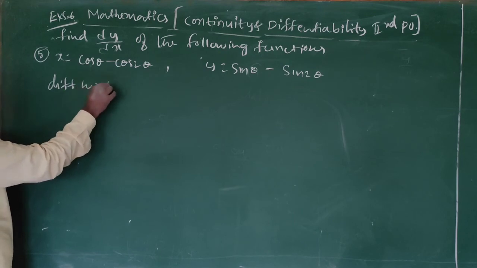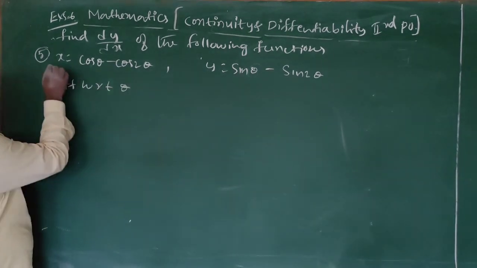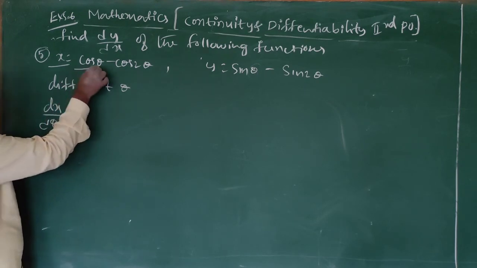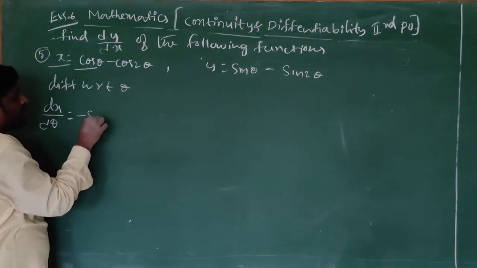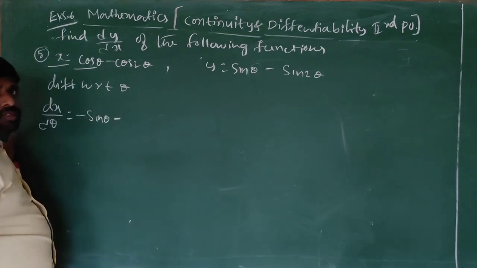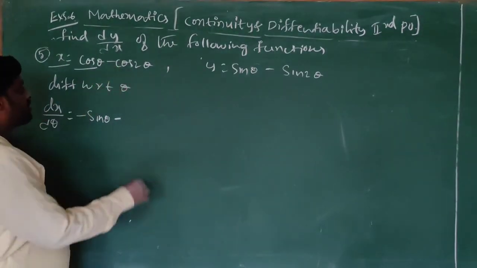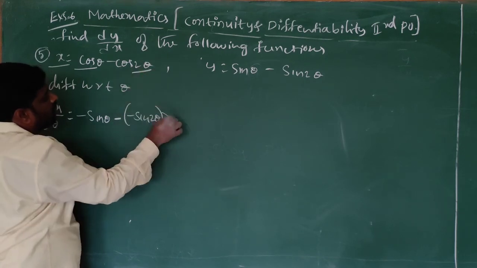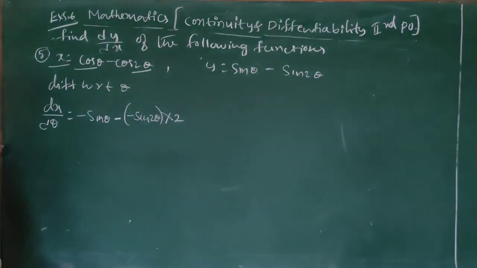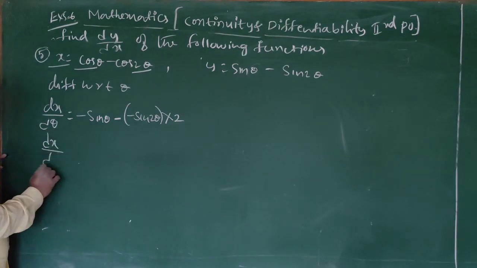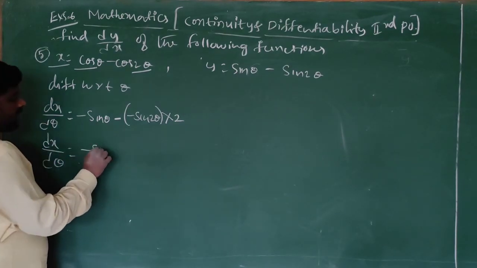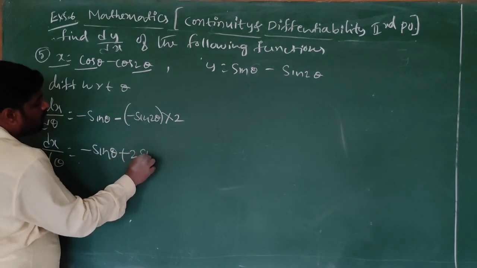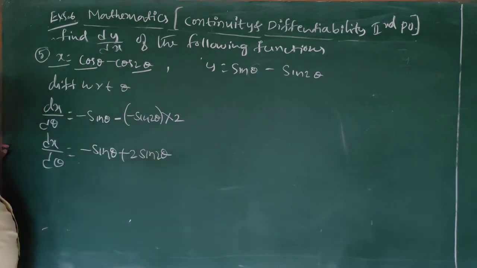Differentiate with respect to theta. x differentiation is dx by d theta. Cos theta differentiation is minus sin theta. Minus as it is, cos differentiation is minus sin 2 theta, and 2 theta differentiation is 2. So dx by d theta is equal to minus sin theta minus into minus, plus 2 sin 2 theta.